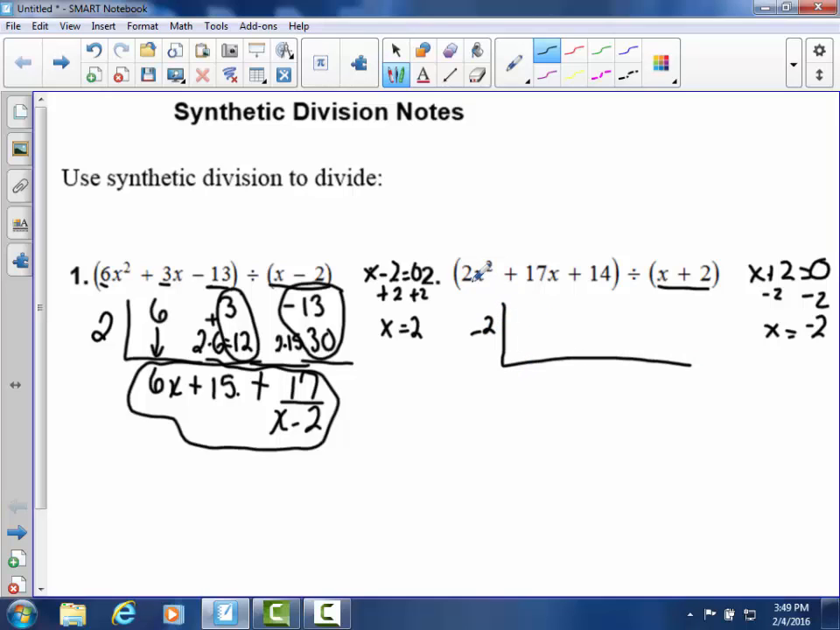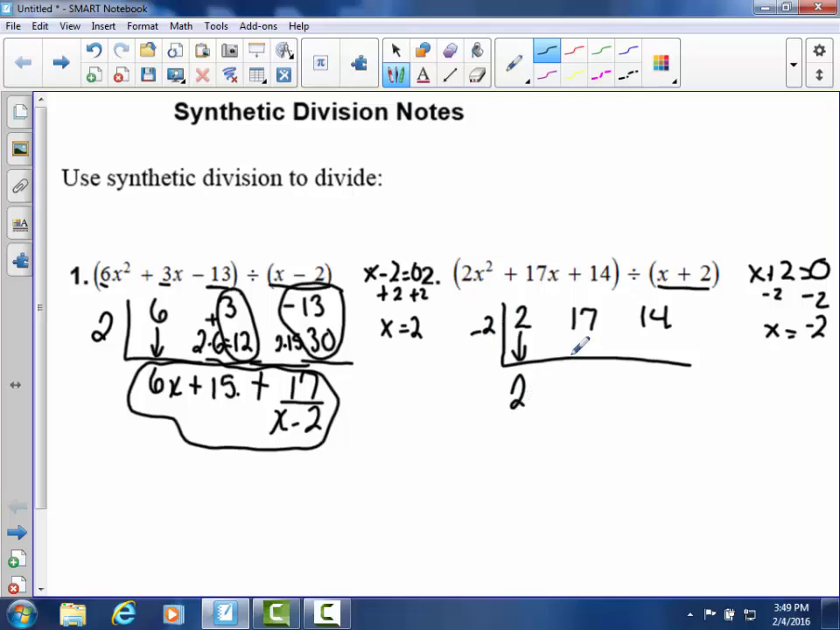Alright, now I'm looking here, x squared, x, no x, it's in standard form, so I just write down the coefficients, 2 and 17, and then my constant, which is 14. I bring down the 2, because that's what I do. I always bring down the first number.